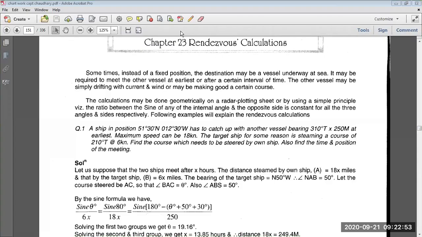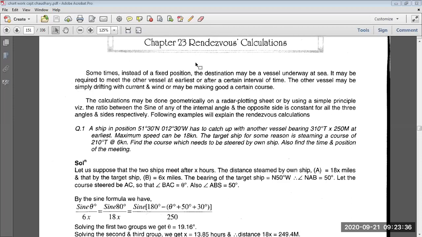Okay, so now we are going to see the rendezvous calculations. So what is this rendezvous calculation? Sometimes we don't have a position to reach, but we have to meet a destination vessel, maybe to rescue her, or for searching, or for STS or some bunkering operations. It may be required to meet the other vessel at the earliest because of the ETA, so a certain time is given to reach that position.